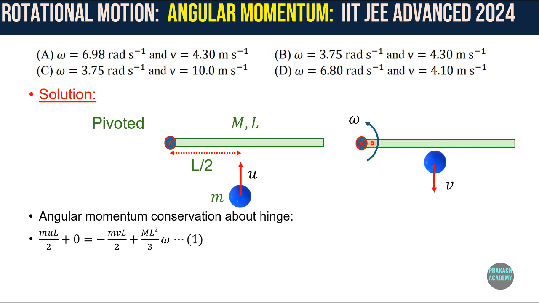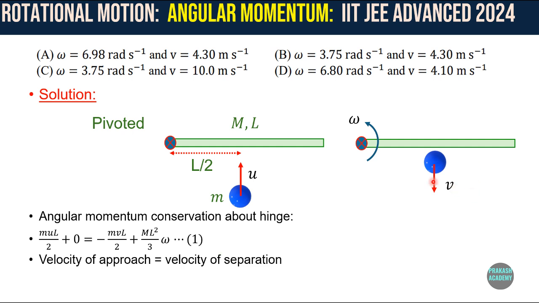For any given rod, the moment of inertia about the end is ml square by 3, that is I, times omega. And again, the direction of angular momentum is outside this screen. So this is coming away from the screen, or you can say coming towards you. So this means again this is positive. Now this is the angular momentum conservation equation. Let's call this equation 1.